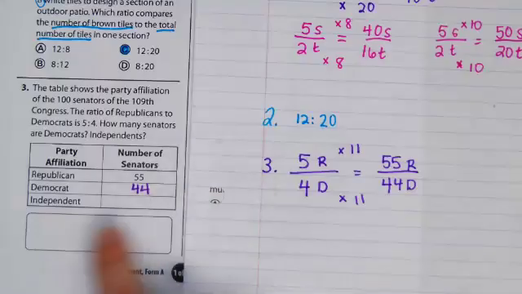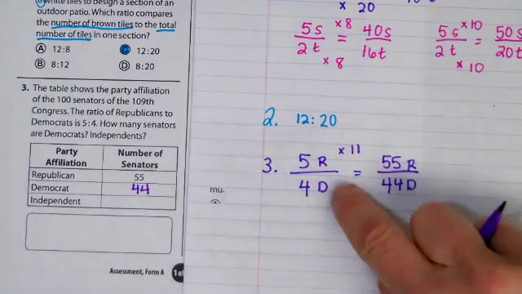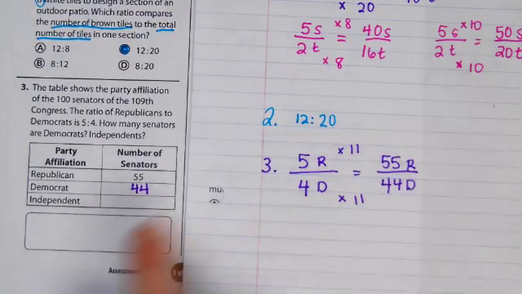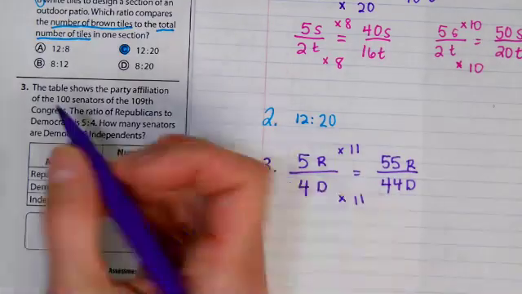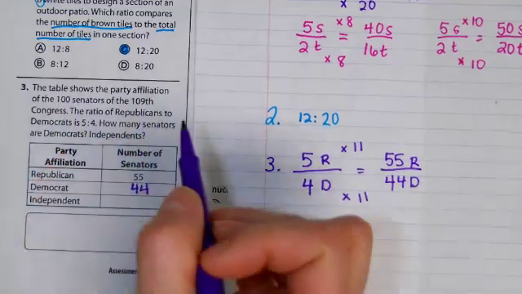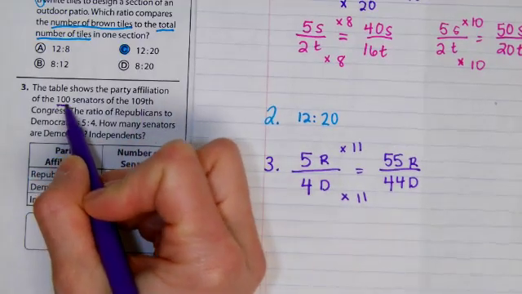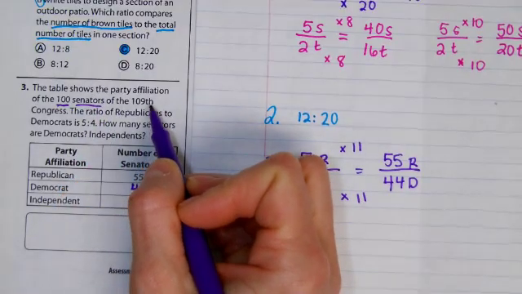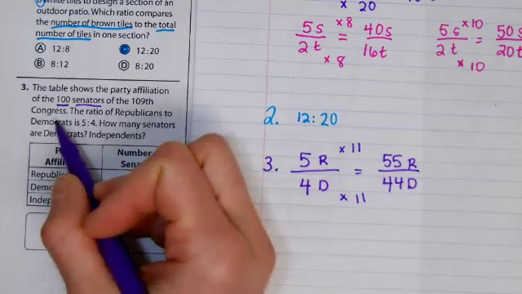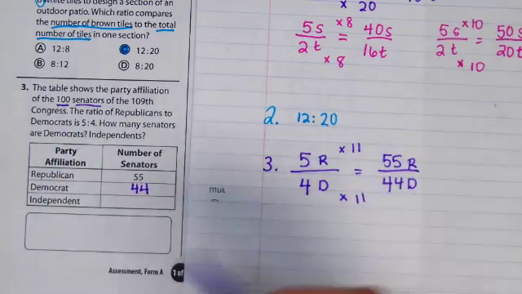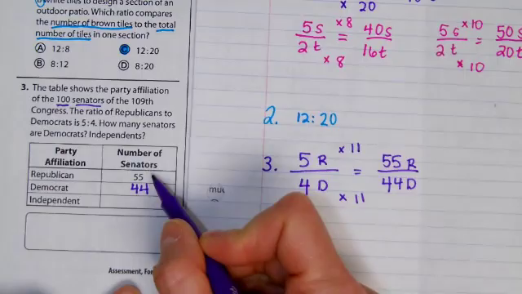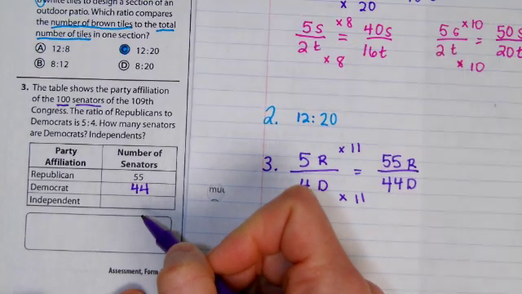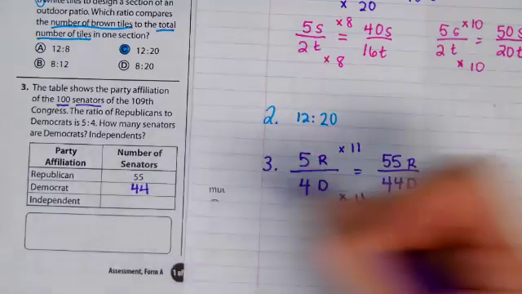But now we have only Republicans and Democrats, right? We do not have independent here. So that's where we have to use this piece of information. There are 100 total senators, right? And then that 109th, we're not using that information. That's naming the Congress. So if there's 100 total senators, 55 are Republican, 44 are Democrat, what are left to be independent? So what you would want to do is add that up.